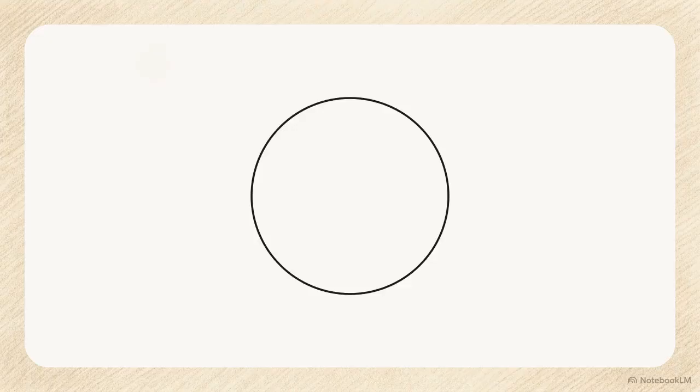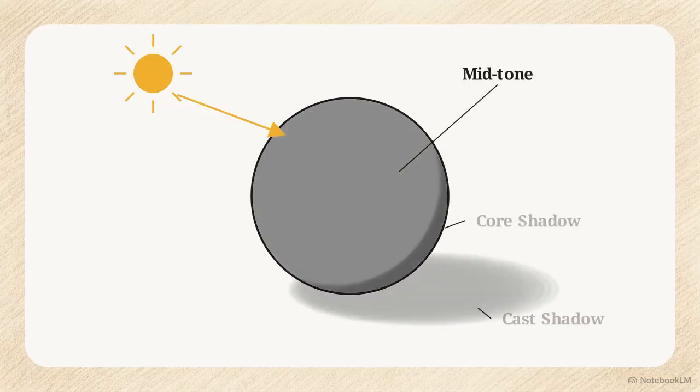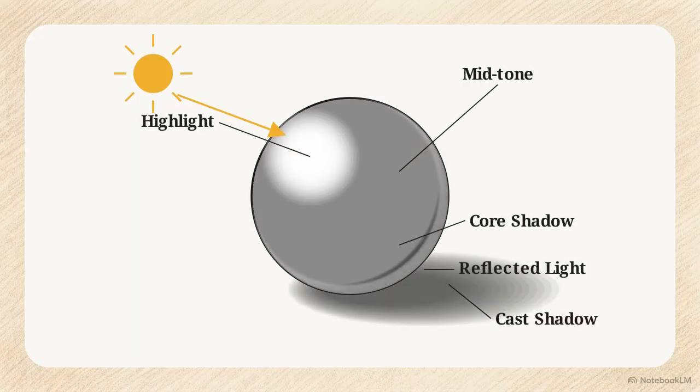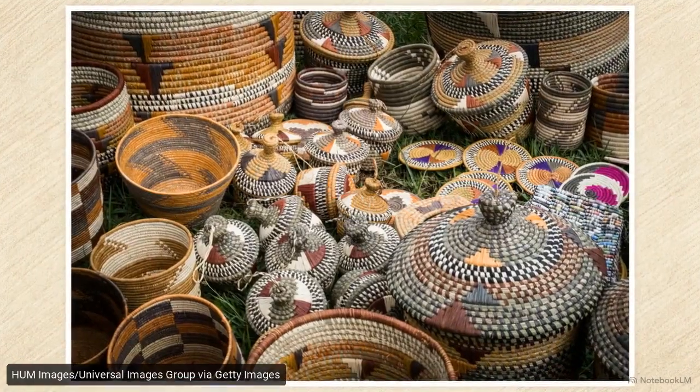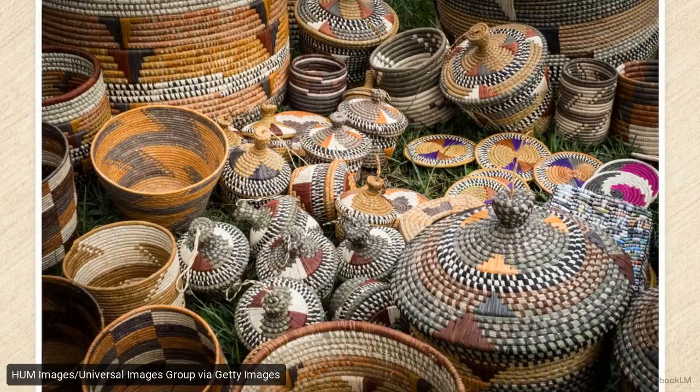We start with a flat two-dimensional circle, but as we observe how light hits it and map the shadows across its surface, that flat shape takes on physical volume. It becomes a sphere. To master this, we have to understand the material environment.